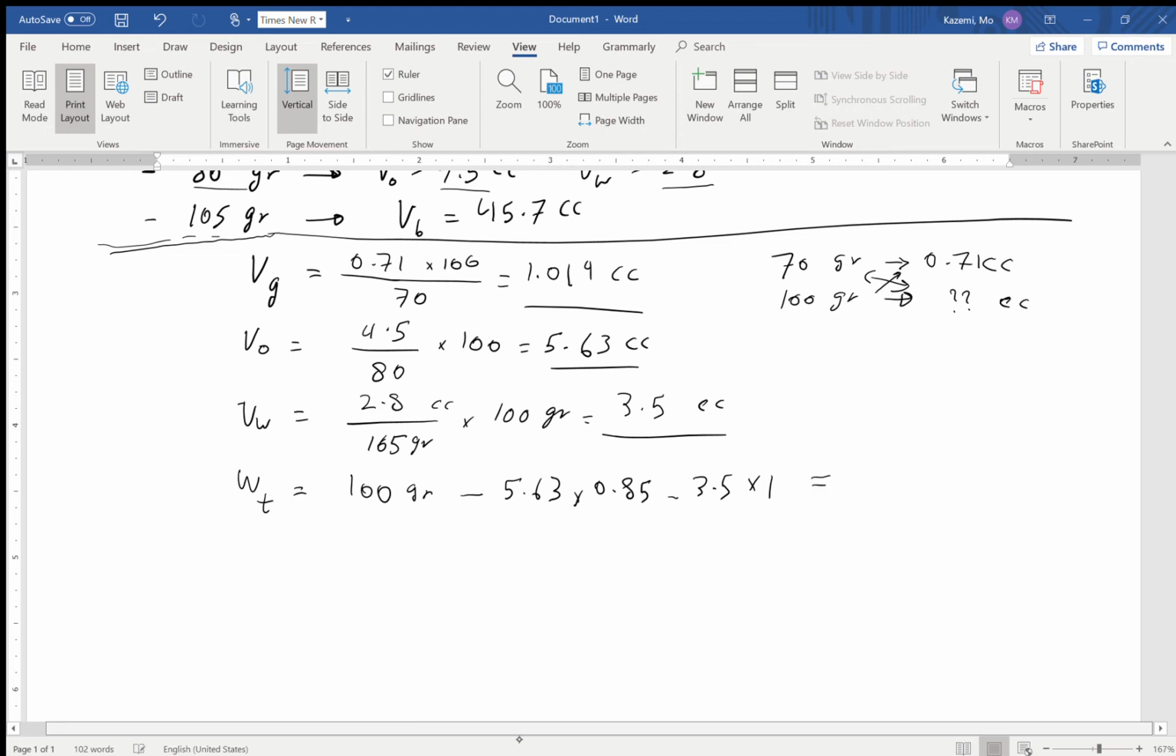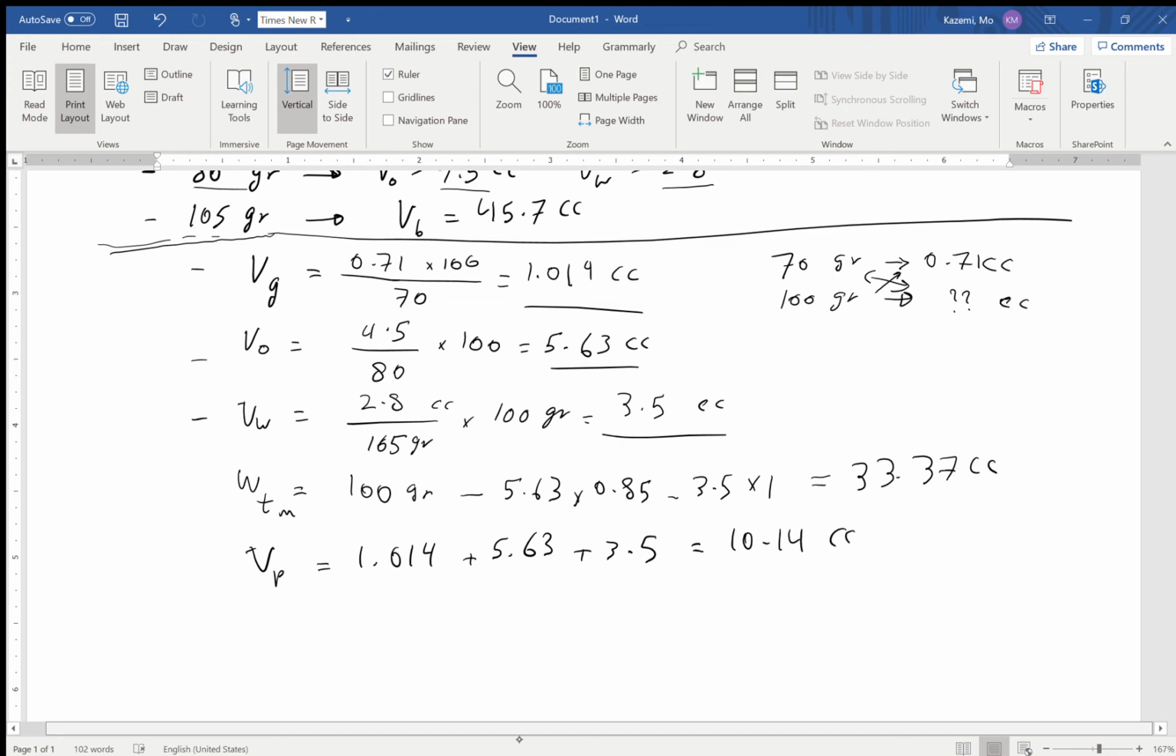So that would be this, right? And you can calculate the total weight of the matrix. This is the matrix weight, and that is 33.37. And then you can calculate the pore volume, which is the sum of the gas volume, oil volume, and the water volume. So 1.014 plus 5.63 plus 3.5. You can see these volumes at the top: volume of gas, volume of oil, and volume of water. So your total pore volume is 10.14 cc.